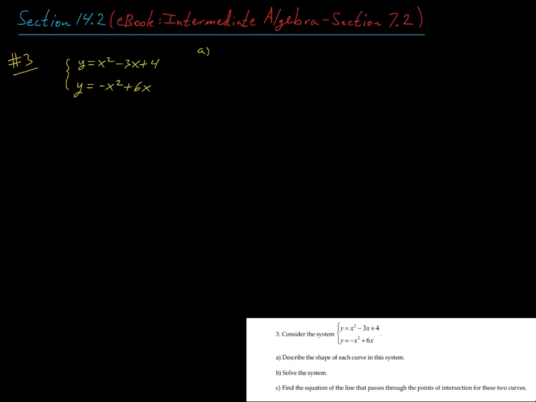All right, question 3 says consider the system y equals x squared minus 3x plus 4 and y equals negative x squared plus 6x. Describe the shape of each curve in the system. Well, we have now two quadratic equations. So this is quadratic and this is quadratic, telling us that the graphs of these equations are parabolas.